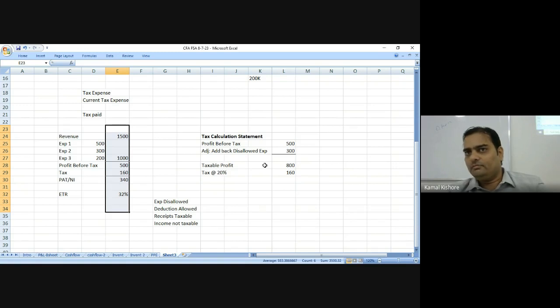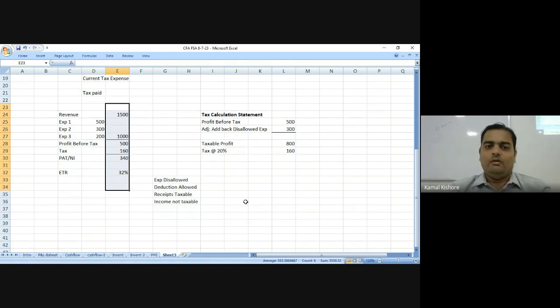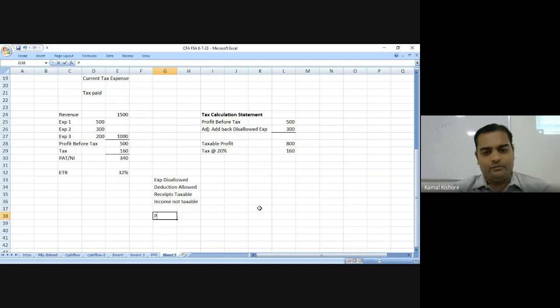Are we getting it? This is how the tax law works. Okay. If I have to give one specific example, it is PF. What is PF? Provident fund. Now, what is provident fund?